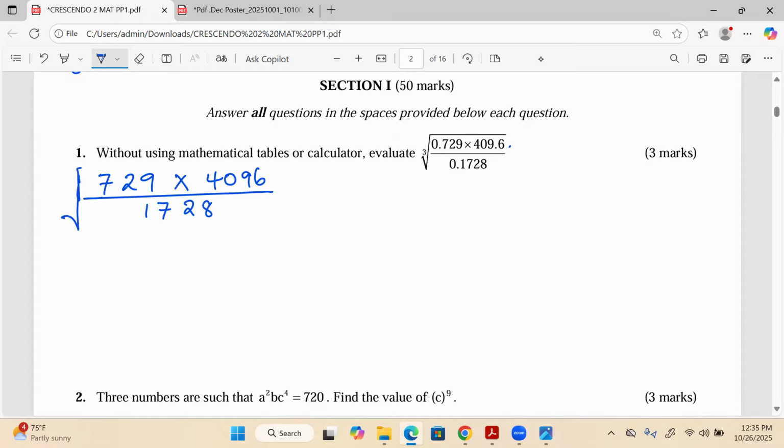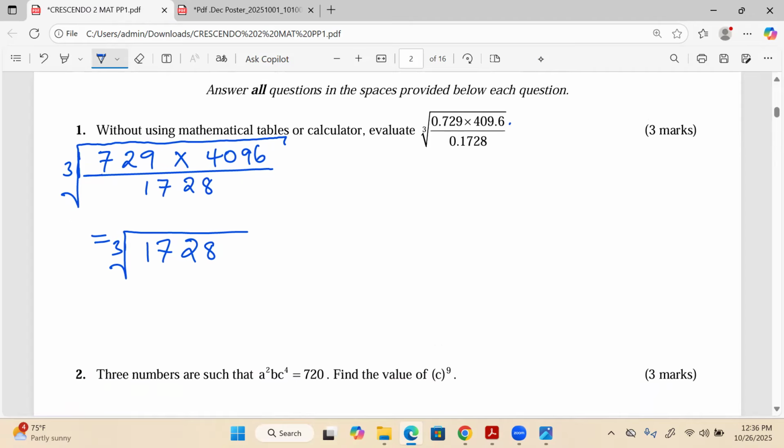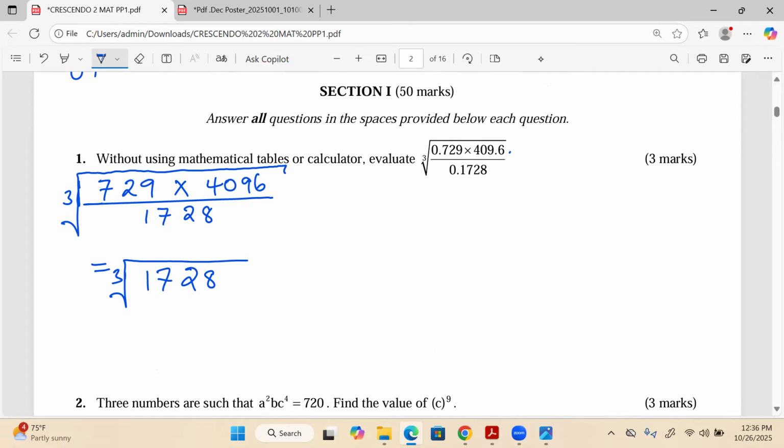It requires the same multiple of 10 to do away with the decimals. Then now we'll be able to divide this one, 729 multiplied by 4096 over 1728. This gives us 1728. So we are supposed to find now the cube root of 1728, whereby we need to use the factorization method. So 1728 should be factorized by 2.